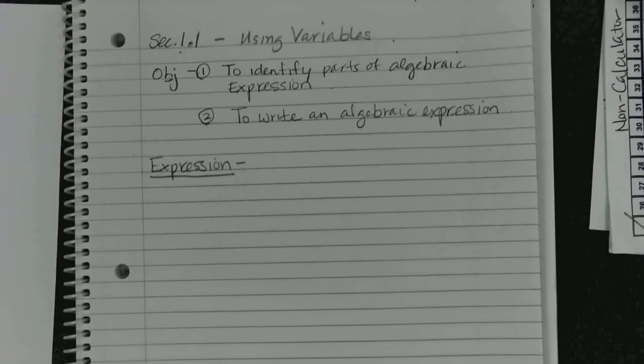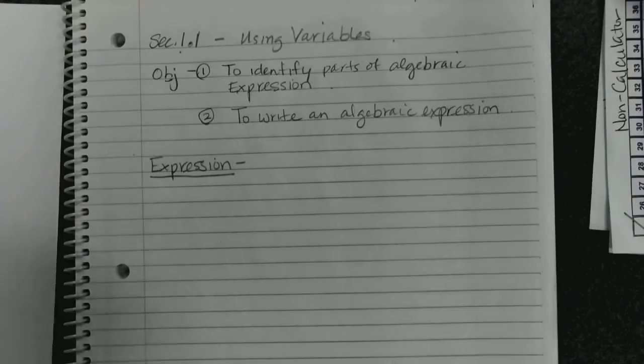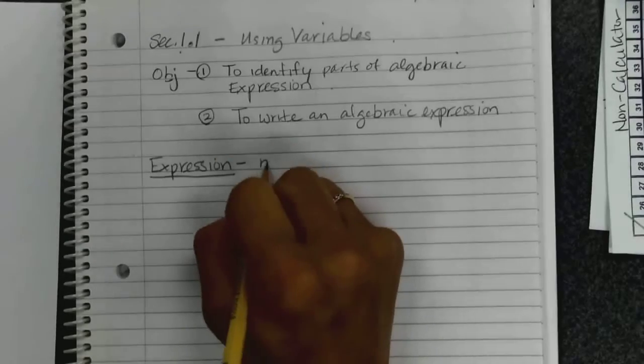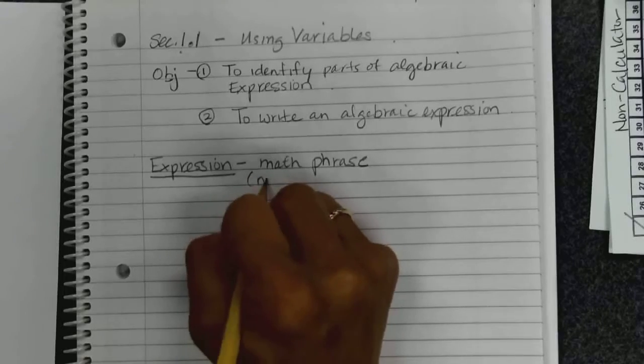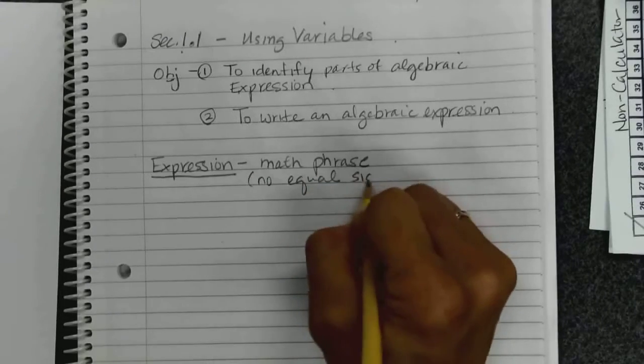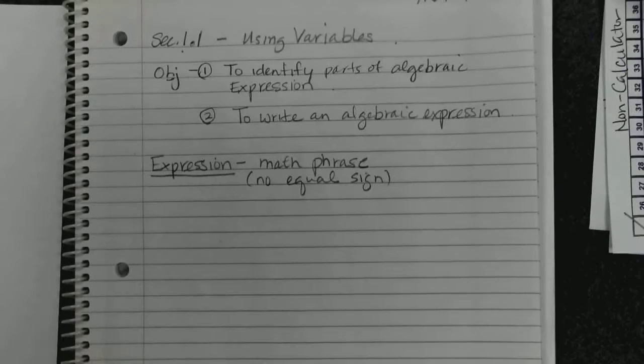2 plus 2. Yep, that is a phrase. To make it a complete sentence, you put an equal sign there. So to make it an equation, you would say 2 plus 2 is equal to 4. That will be an equation, okay? But this is an expression. So we call this a math phrase. This has no equal sign. So if I tell you to evaluate an expression, there should be no equal sign in your final result, okay?